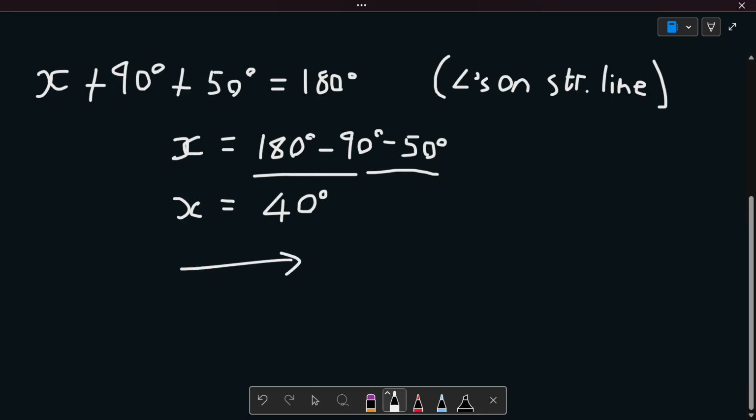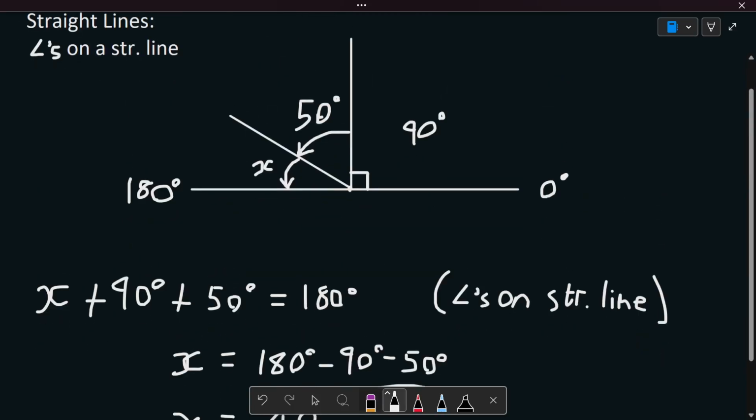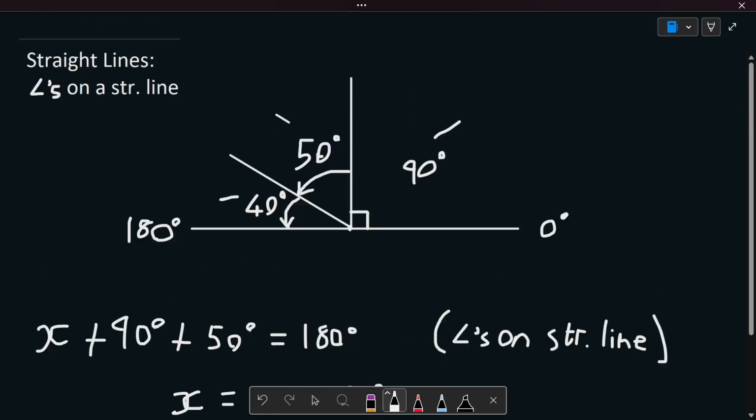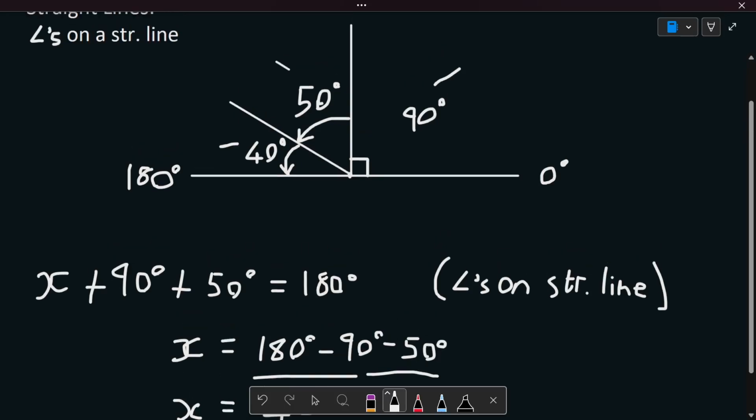And if we put it onto the diagram over here, so if we replace this x on the diagram with 40 degrees, like so, then we'll have the following. We'll have 90 degrees plus, okay, let's do this first. We'll have 40 degrees plus 50 degrees, which is 90 degrees, plus 90 degrees is equal to 180 degrees, and that's what makes this rule or reason correct. So this is basically angles on a straight line.